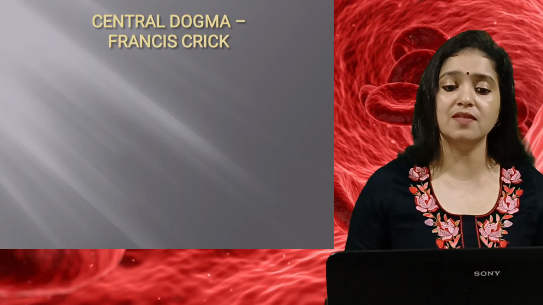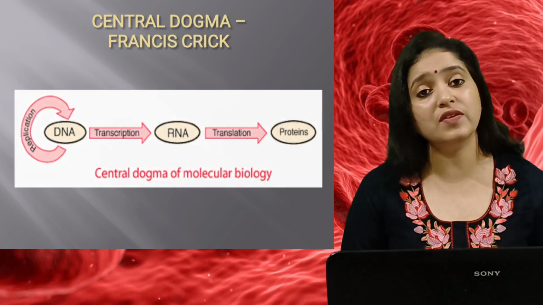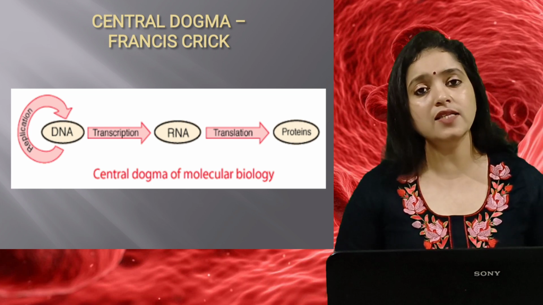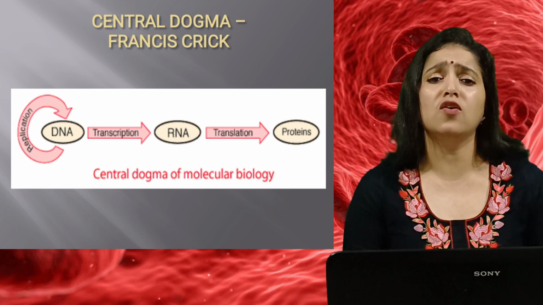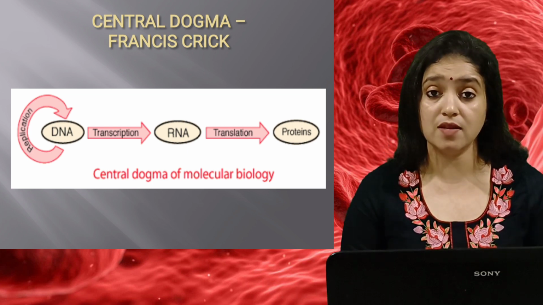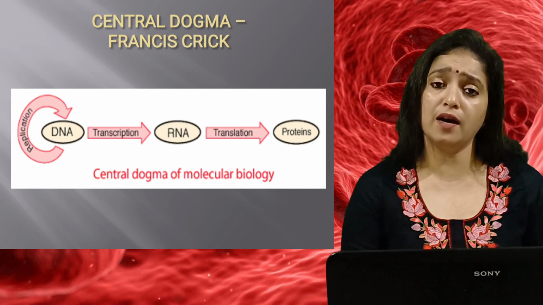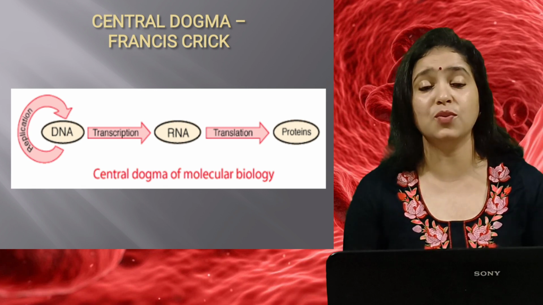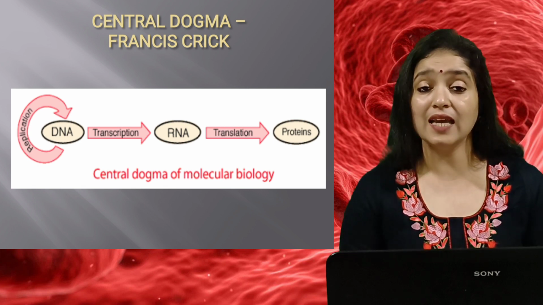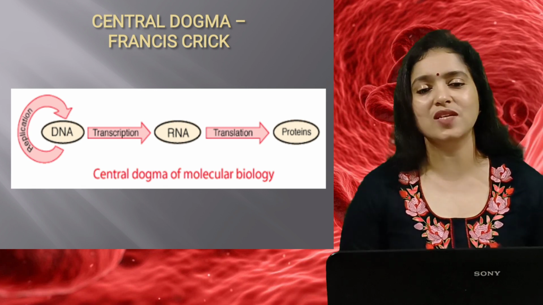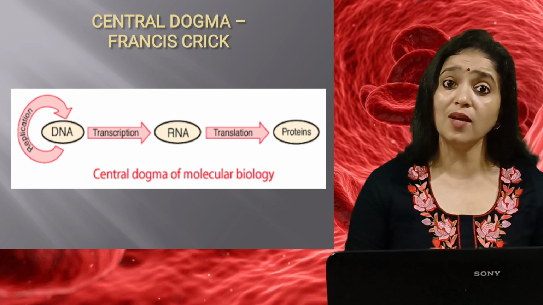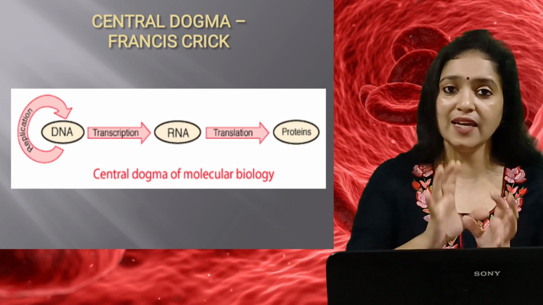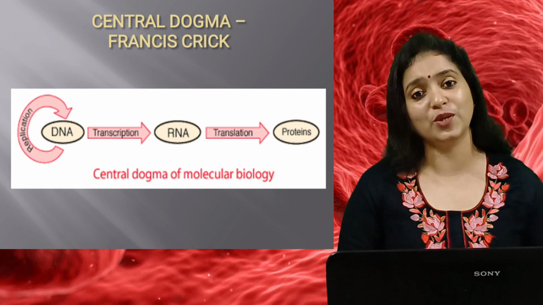Then comes the central dogma, which was proposed by Francis Crick. In this chapter, you are getting a lot of scientists' names, which you have to study without leaving any, as they can be asked in your MCQs. So here, the central dogma is all about this chapter. Even though it is in one line, it describes the entire chapter of molecular basis.